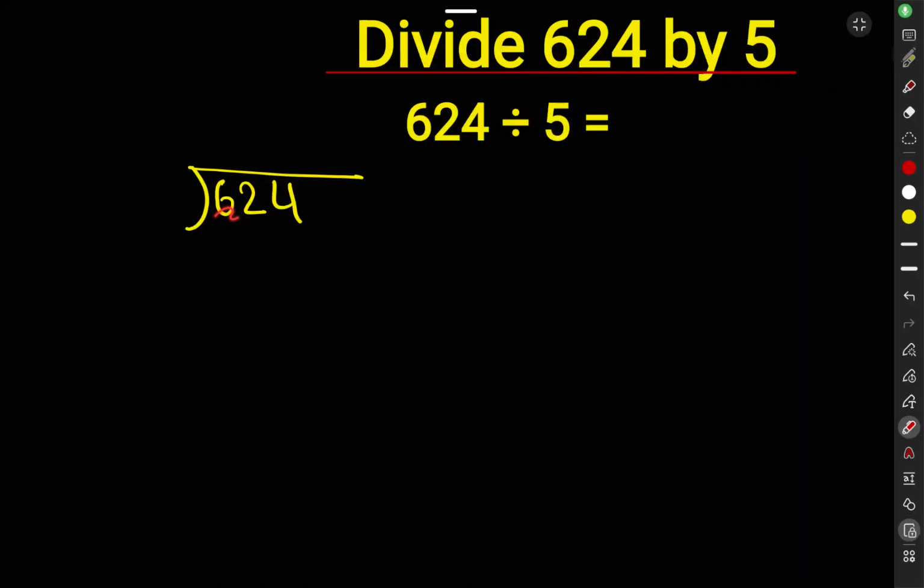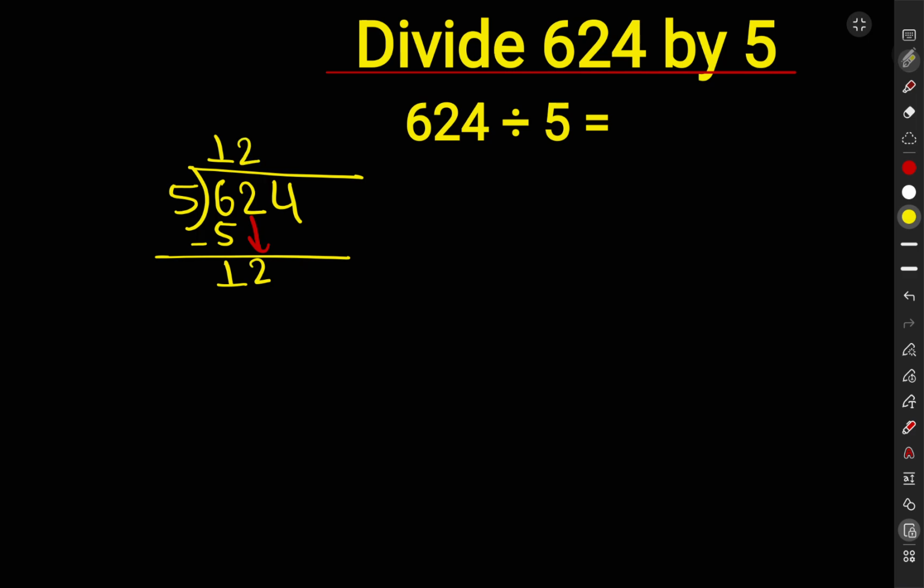Here we divide 624 by 5 in a long division method. 5 times 1 is 5. On subtracting we get 1. So now we put down this 2 and it is 12.